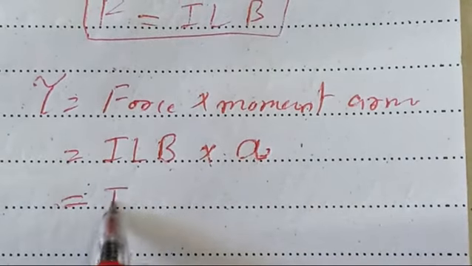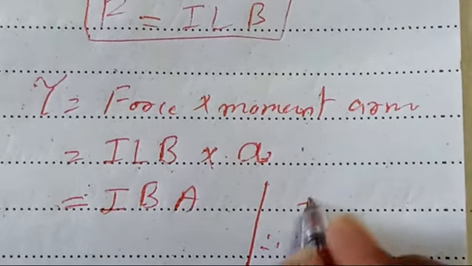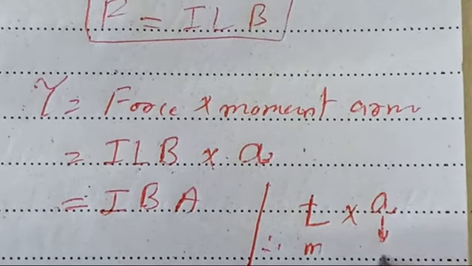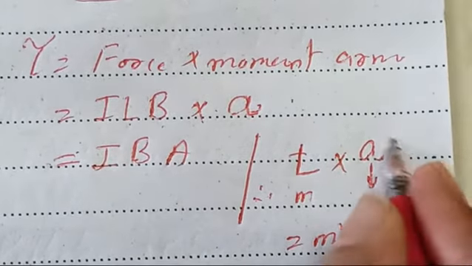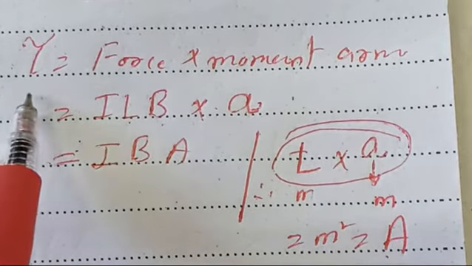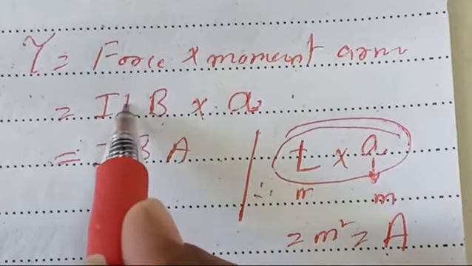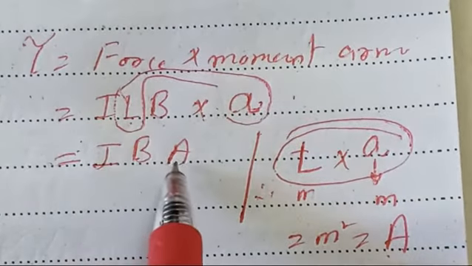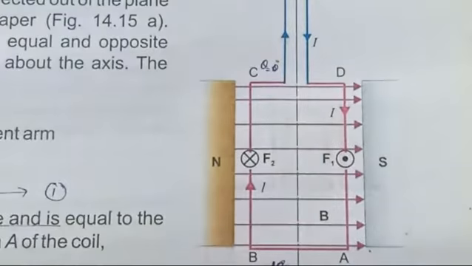Meter square, they make area. So we can write IBA, whereas this L is length, this is in meter, multiplied by A. This is not area, this is A, any other side. This is also in meter, they make meter square. So that is the unit of area. So in place of AL, we will write area A in this equation. So torque is equal to ILBA and torque is equal to IBA, as this length L and this length A in meter are replaced by this area. Okay, IBA. So torque is equal to IBA.